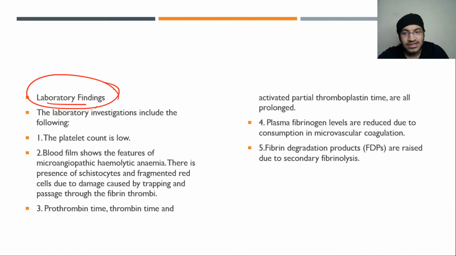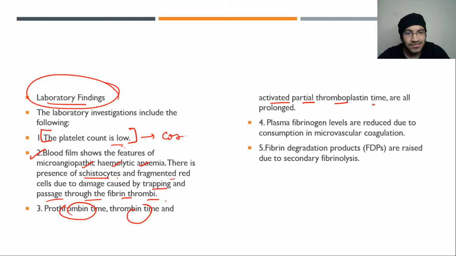Then laboratory findings. So guys, platelet count will be low, you all know, because all the platelets are consumed. Blood film shows the feature of microangiopathic hemolytic anemia, and there is the presence of schistocytes, that is the fragmented red cells, due to the damage caused by the trapping and the passage through the fibrin thrombi. Then the prothrombin time, thrombin time and activated partial thromboplastin time are all prolonged. Now comes the plasma fibrinogen levels. Plasma fibrinogen levels are reduced due to the consumption in the microvascular coagulation, and fibrin degradation products, that is FDPs, are raised due to the secondary fibrinolysis, right?